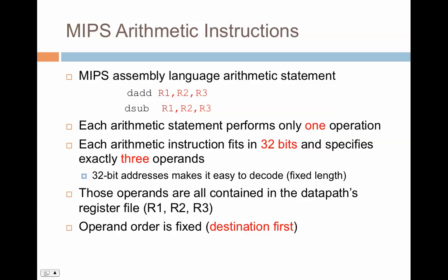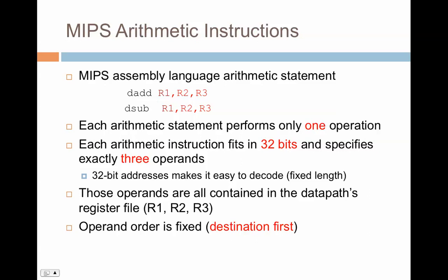Each arithmetic statement generally performs only one operation. This makes it easy to write the opcode. So the opcode is not some complex opcode which can do multiple operations. It will do exactly one operation. Each arithmetic statement will fit in 32 bits and specifies exactly 3 operands.